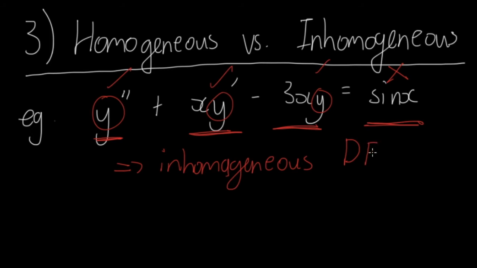On the contrary, if we had the same equation on the left-hand side, but we had it equal to 0, or perhaps y, or first derivative of y squared, these are all examples that would make this differential equation homogeneous.